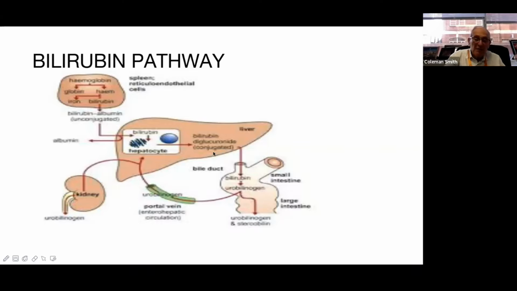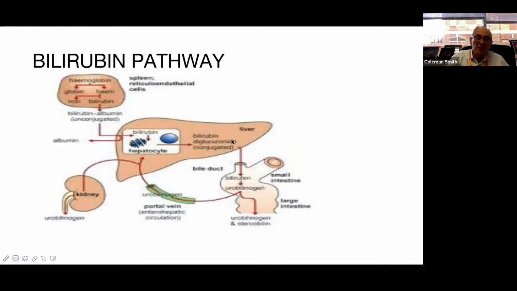A little bit gets back out of the intestine, and it's water soluble, so it can get to the kidneys and get excreted. So under normal circumstances, we can have a little bit of urobilinogen in the urine. Usually there's no bilirubinuria.